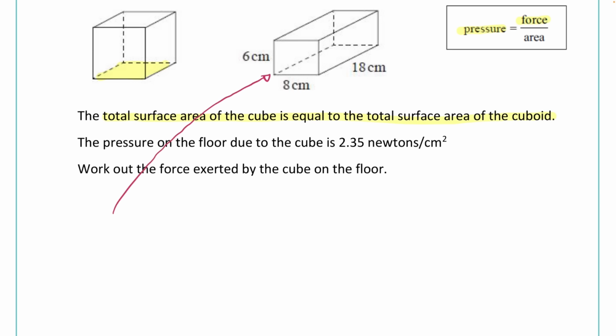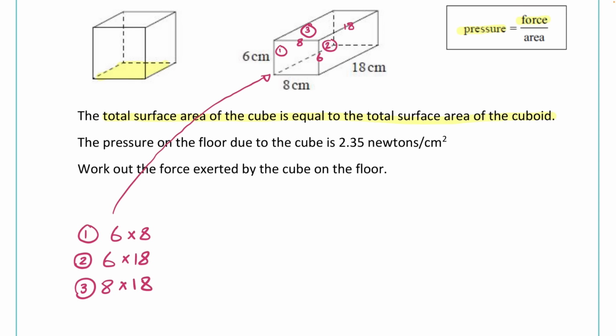The cuboid has 3 different surfaces, the front, the side, and the top just here. So I'm going to work out the area of each face. 1 would be 6 times 8. 2 on the side will be, and label the sides, 6 times 18. And the one on the top, we've got 18 here, 8 there, so it's 8 times 18.